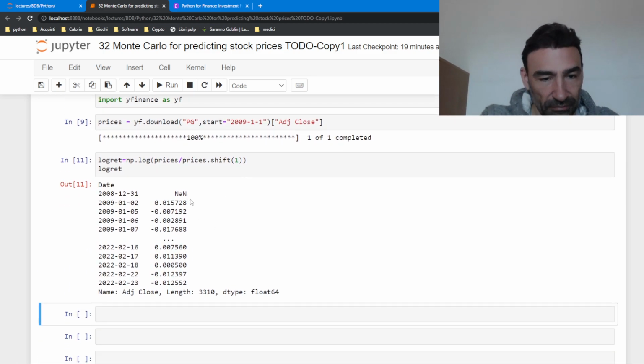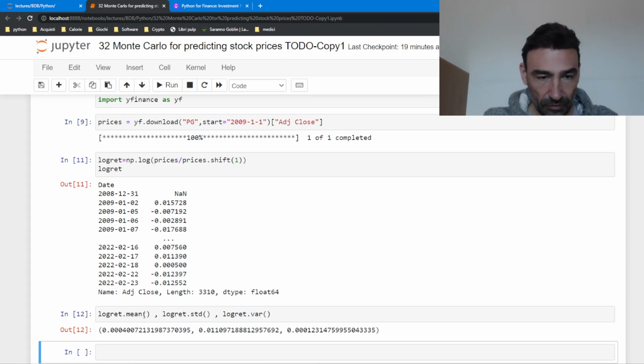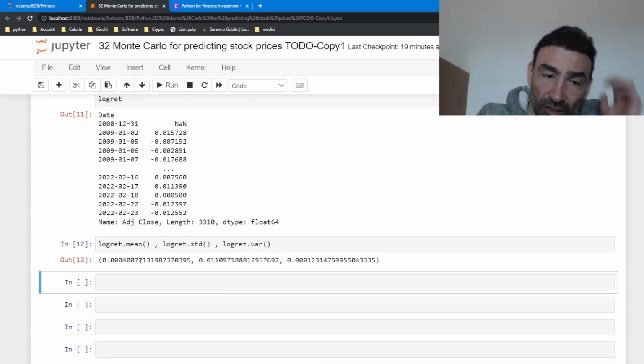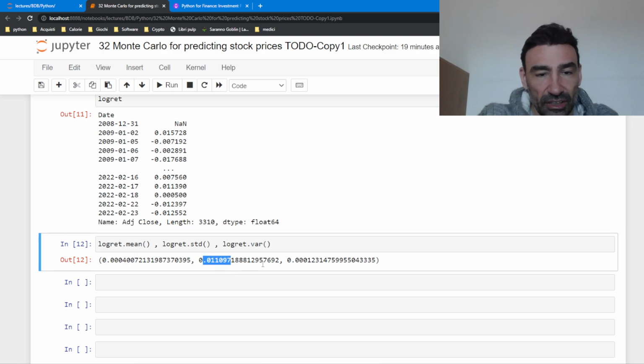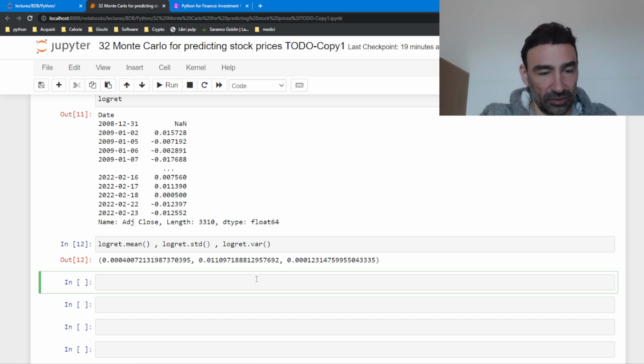Okay, first one is none as usual. Let's take some values. Okay, makes sense. A positive average, it is the standard deviation, the variance. Okay, and now let's calculate the drift.